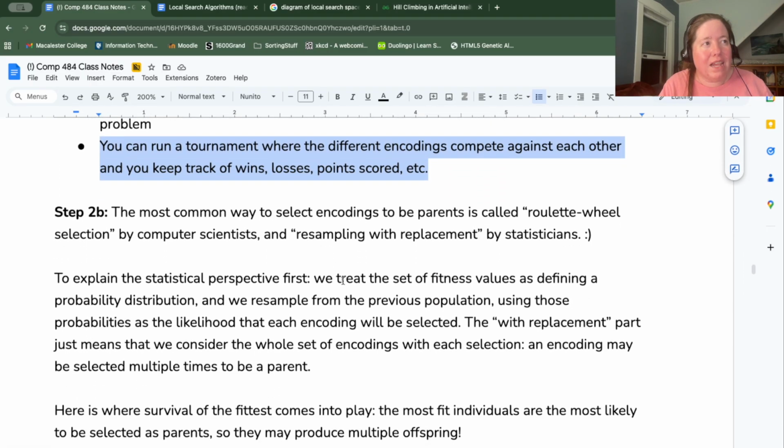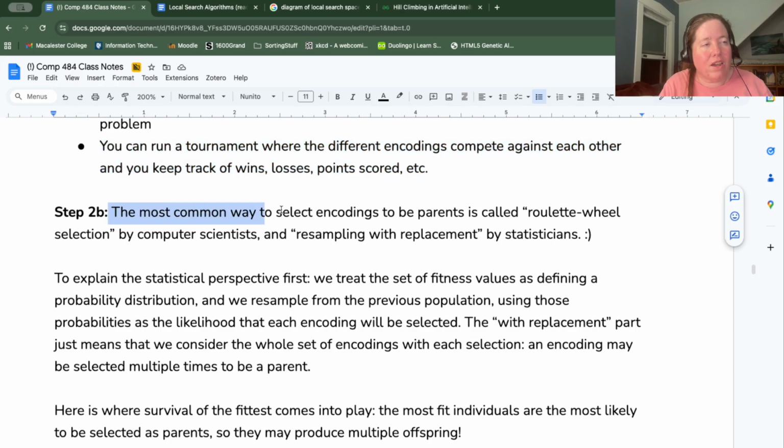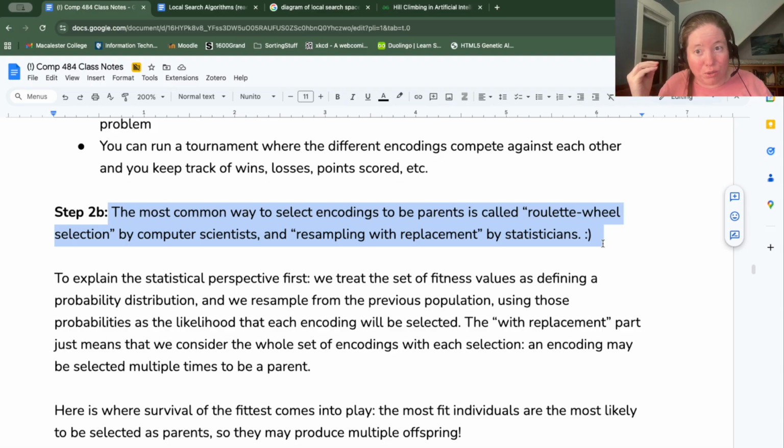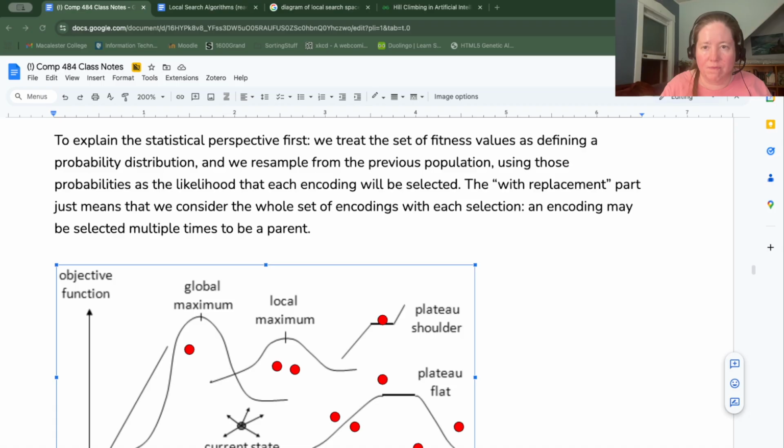The next step is talking about selection of parents. Statisticians will call this resampling with replacement. Computer scientists often call this roulette wheel selection because that's the way you think about the algorithm, as opposed to the concept. So we'll start by exploring the statistical perspective on this problem.